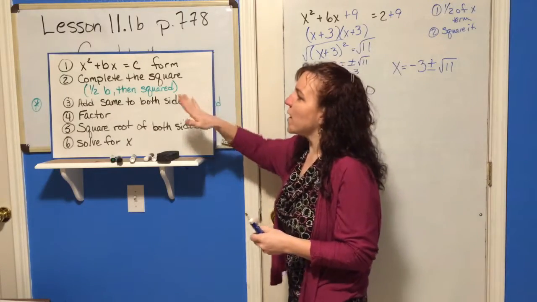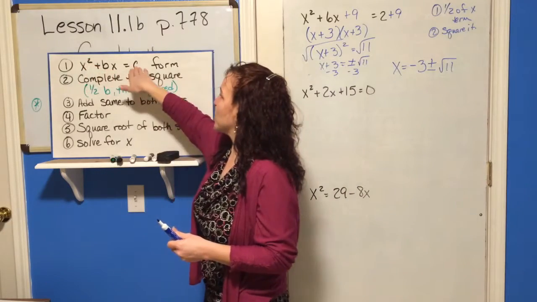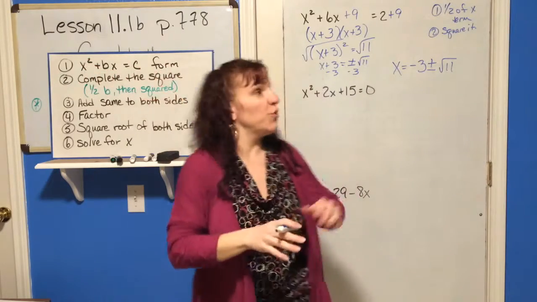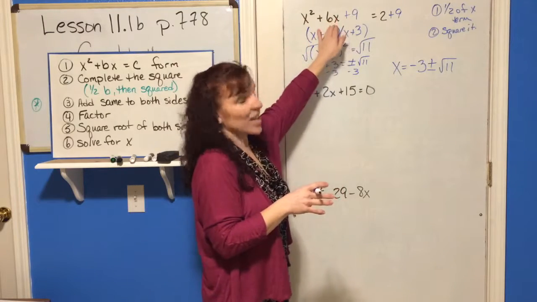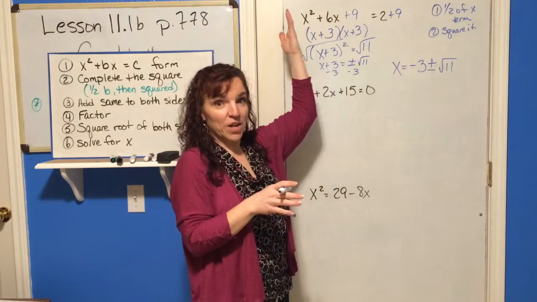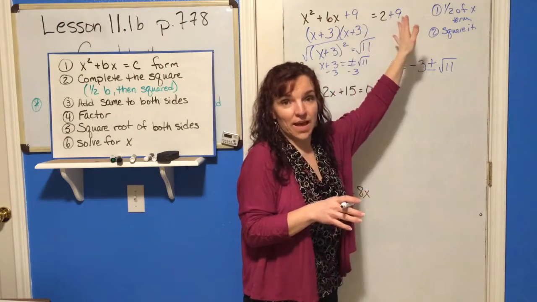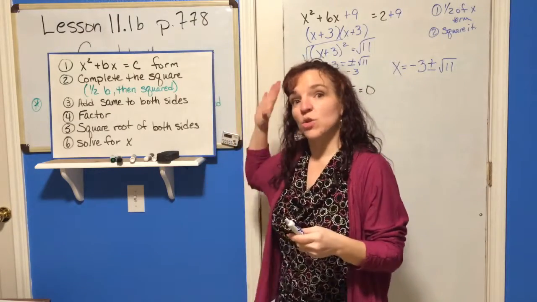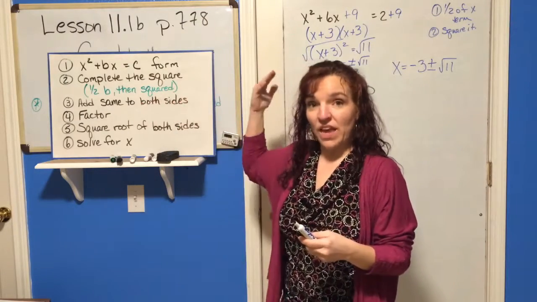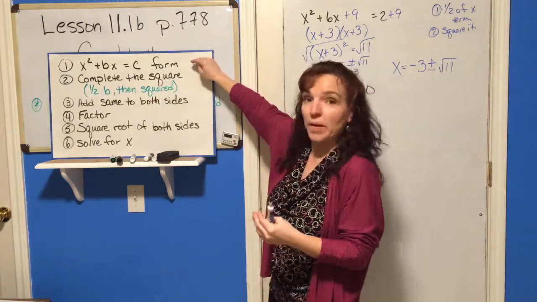Step 1, it's got to be in the x squared plus bx equals c format. If you'll notice, the x squared term and the x term were on the left-hand side of my equation, and the constant was on the right-hand side. So you have to rearrange it so the x squared and the x are on one side and the constant is on the other. You may have to do some adding and subtracting and combining terms to get it into that form.